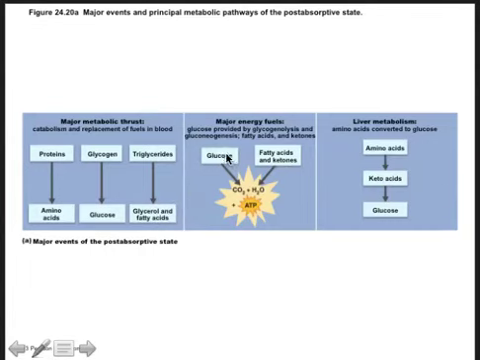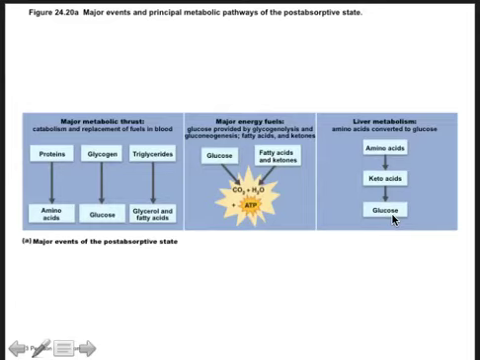Major energy fuels include glucose and fatty acids and ketones, and this produces large amounts of ATP available for cellular work. Glucose is provided by glycogenolysis and gluconeogenesis. Fatty acids and ketones are provided by your fat stores. What happens in the liver? Amino acids get converted into glucose by converting amino acids into keto acids, which can then be used to synthesize glucose in, again, the act of gluconeogenesis.